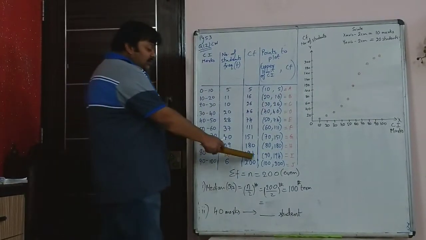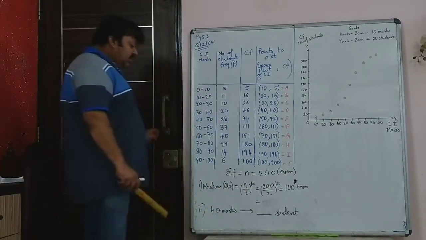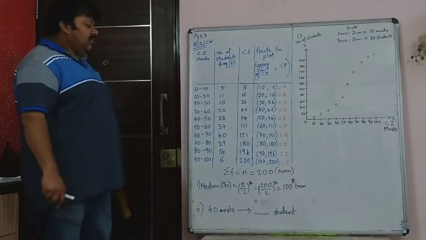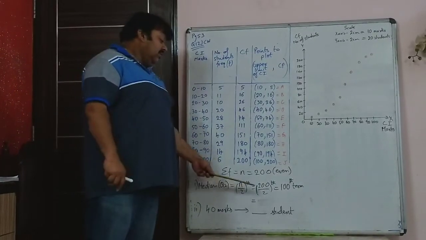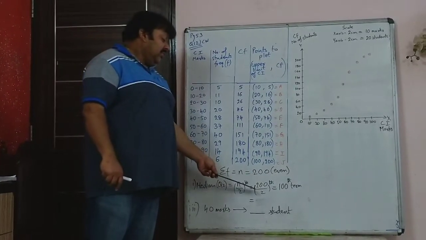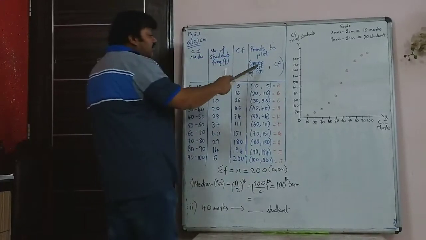So sigma f or n is 200, that is even. So there are even number of terms in this. So when you find the median, it will be the value of 200 by 2, or the 100th term. So now we have to plot these points.